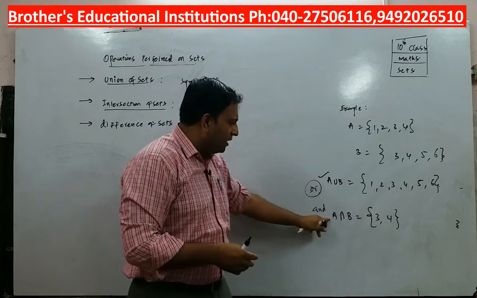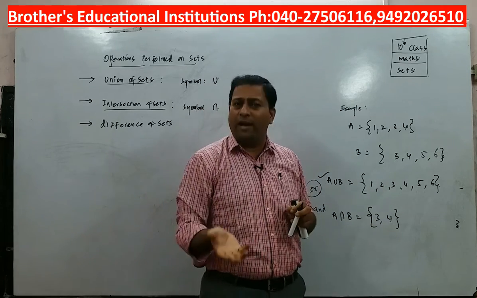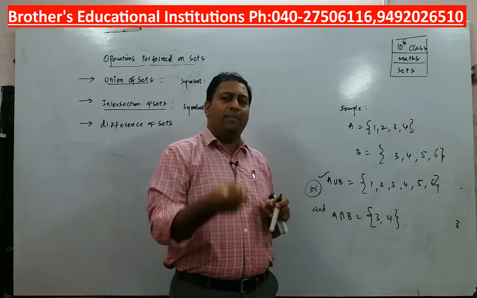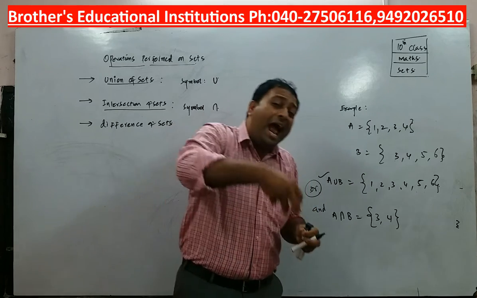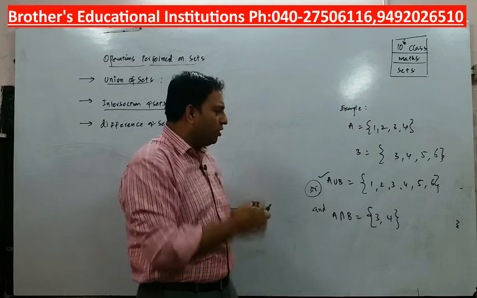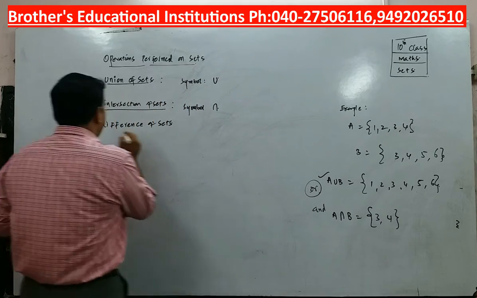The second definition, the intersection of two sets A and B is defined as the set of elements which are there in A and in B. So I am sure you are clear with union and intersection. Now difference of the sets.